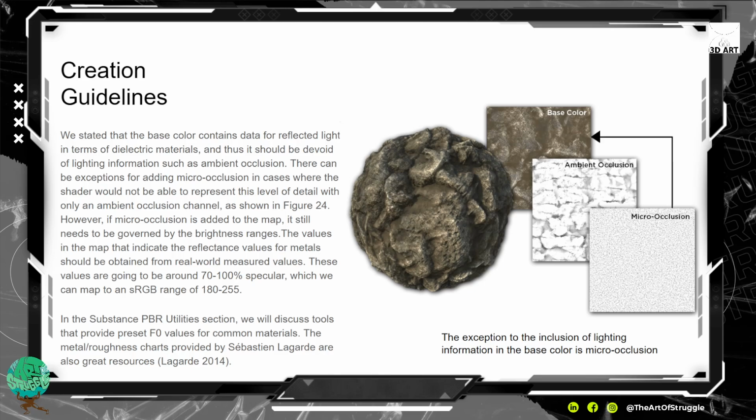So we stated that the base color contains data for reflected light in terms of dielectric materials, and thus it should be devoid of lighting information such as ambient occlusion. That's another thing we used to paint into our diffuse maps, right? I would bake it on my diffuse, I'd slap that right on my base color, my diffuse texture back in the day. You would just overlay it.